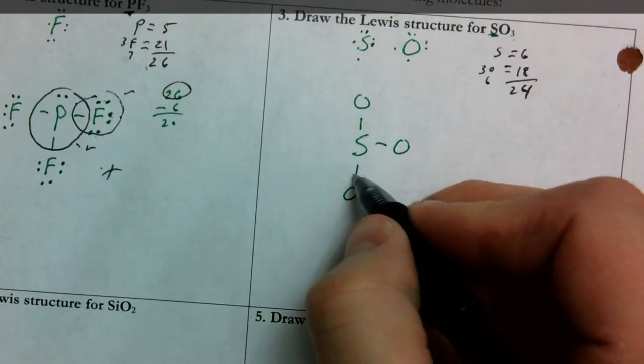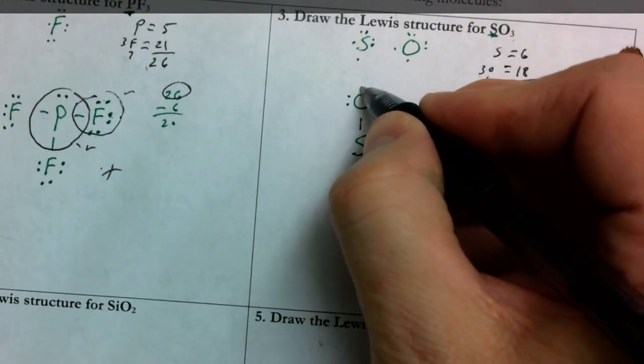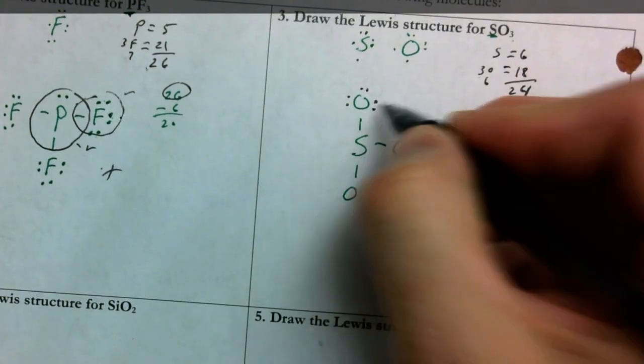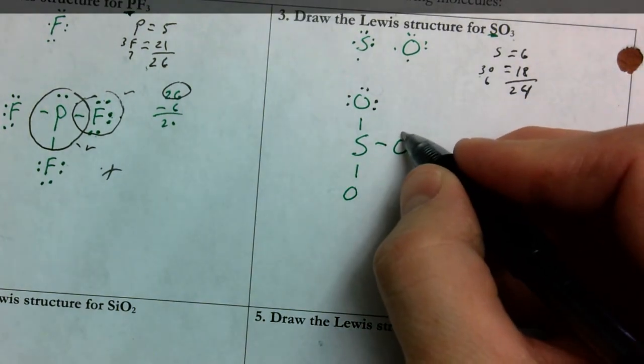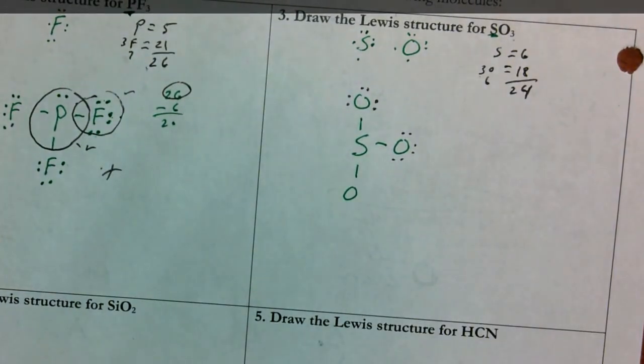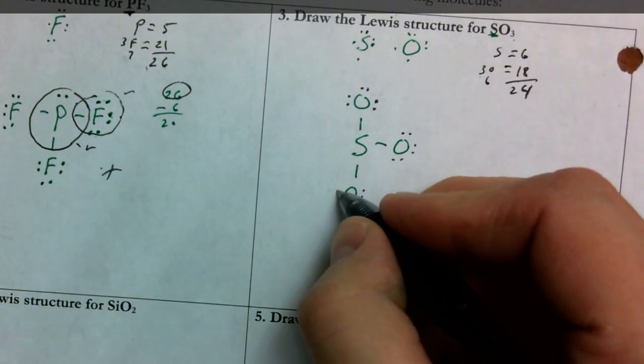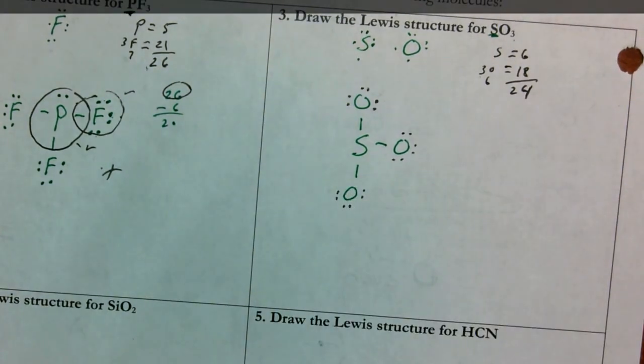Ready? 2, 4, 6, 8, 10, 12. That oxygen's full. 14, 16, 18. That oxygen's full. 20, 22, 24. All right, good. So I've got all 24 electrons on there.